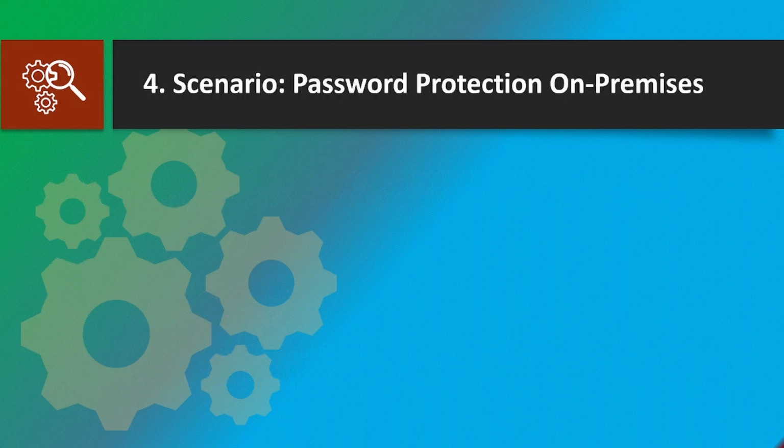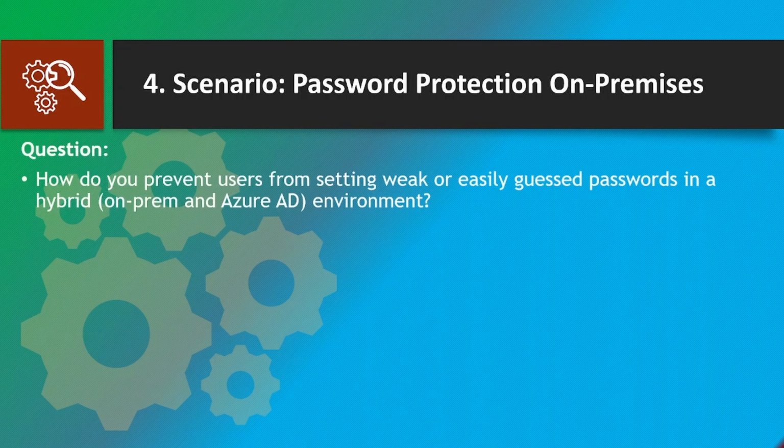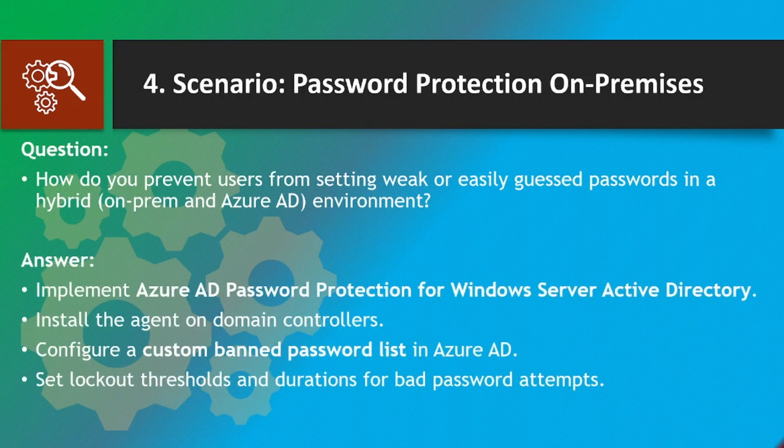Next, fourth scenario, password protection on premises. Question: how do you prevent users from setting weak or easily guessed passwords in a hybrid, on-prem and Azure AD environment? Answer: implement Azure AD password protection for Windows Server Active Directory. Install the agent on domain controllers. Configure a custom banned password list in Azure AD. Set lockout thresholds and durations for bad password attempts.